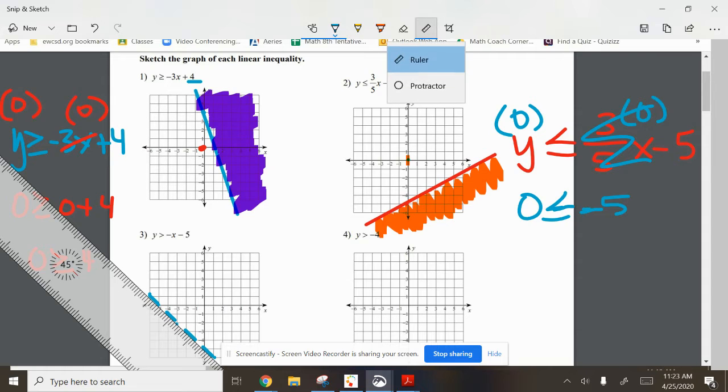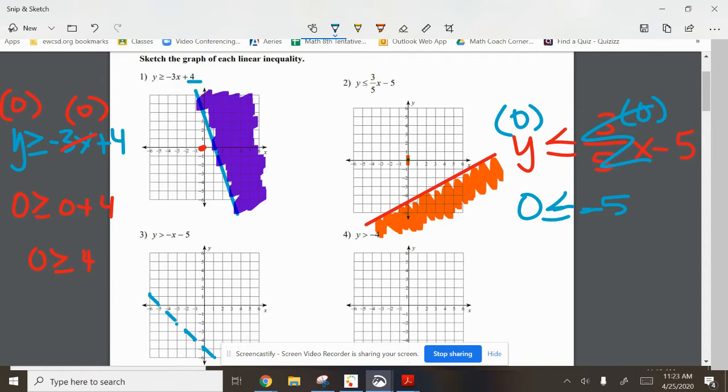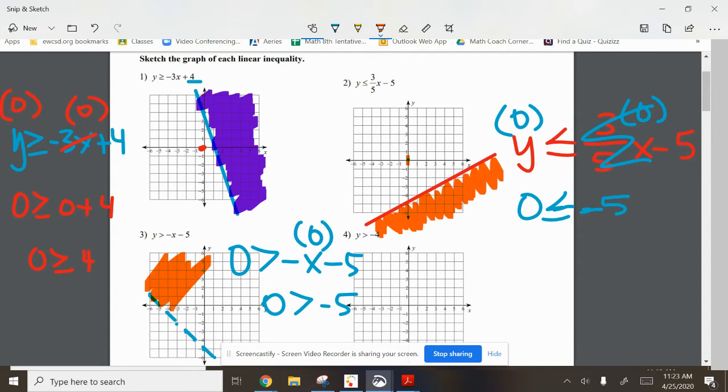All right. We're good. And then is 0 greater than negative x, which is going to be negative 0 minus 5? Is 0 greater than negative 5? Yes, sir. All right, so you're shading all over the origin. We're shading over the origin because that statement was true. You shade over the origin when it's a true statement. You do not when it's false.